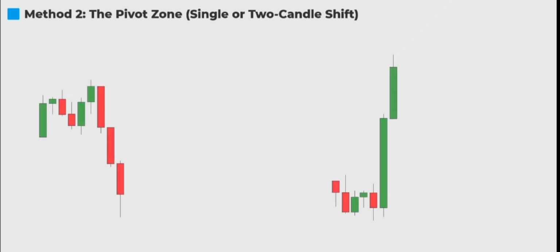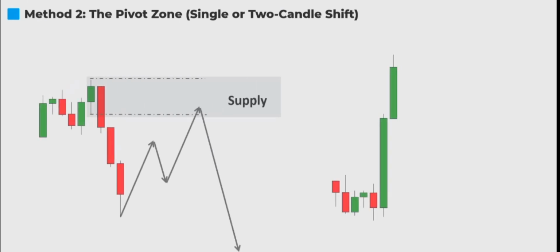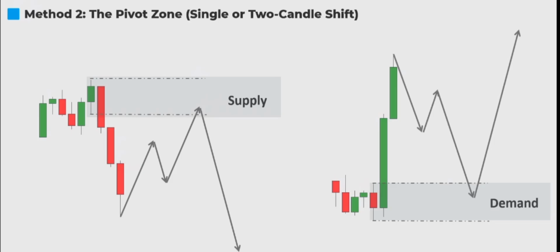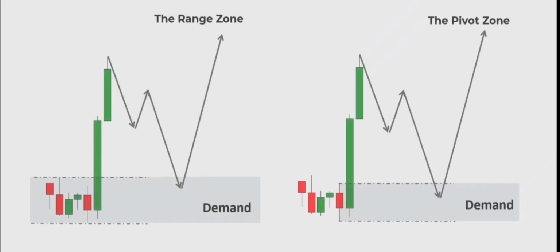Method number 2: the pivot zone. This is more refined and offers greater precision. Here, you look for a pivot candle, the last bearish candle before a bullish rally for a demand zone, or the last bullish candle before a bearish drop for a supply zone. You draw your zone from that candle, or include one more if it fits better based on your style. It gives you a tighter stop loss, often with a higher reward to risk. You may miss more entries if price doesn't come all the way back.